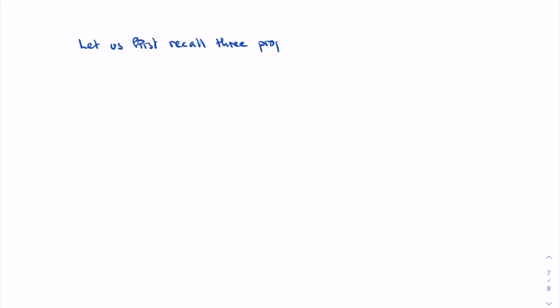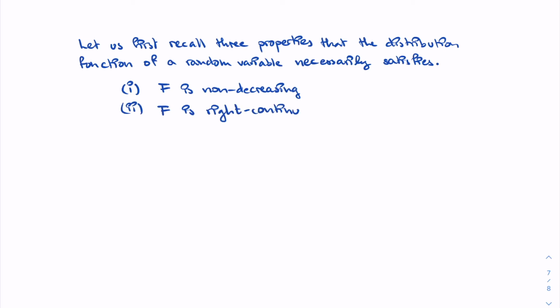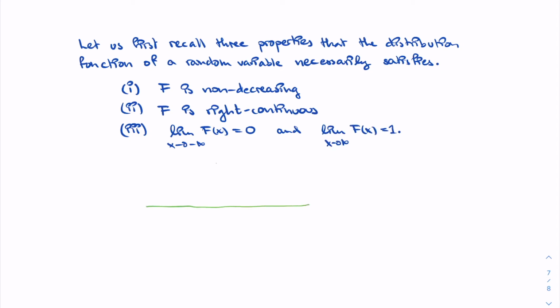Let us first recall three properties that the distribution function of a random variable necessarily satisfies. First, it is non-decreasing. Second, it is right continuous. And third, the values of the function, as we send x to -infinity or +infinity, are the values 0 and 1.